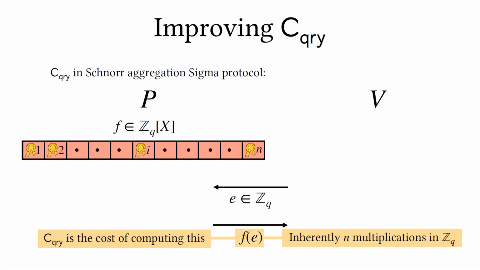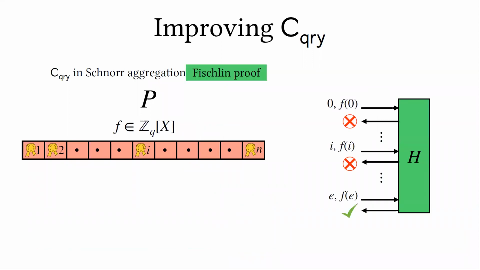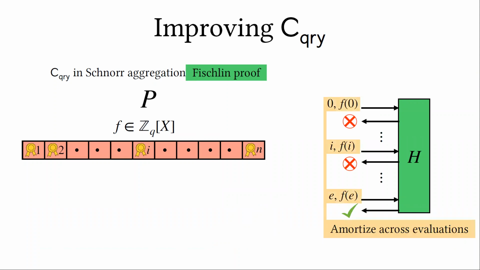Now, we know through different parts of the literature that evaluating a degree n polynomial is inherently going to cost n multiplications in Z_q. But in the context of Fischlin's transform, we're going to be evaluating the same polynomial multiple times and finding some polynomial evaluation that hashes to the all zero string or that satisfies the random oracle in some way. And so we can think about amortizing across the evaluations of this polynomial.